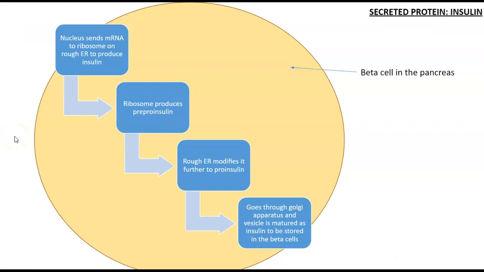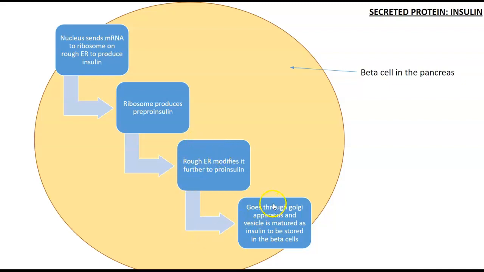Now, moving on to a secreted protein, we're going to be talking about insulin. Insulin is produced in beta cells within the pancreas and is also stored within the pancreas. It starts off by the nucleus sending mRNA to ribosomes on the rough endoplasmic reticulum, or ER, to produce insulin. Ribosomes then produce preproinsulin, which is then further modified by the rough ER to proinsulin.